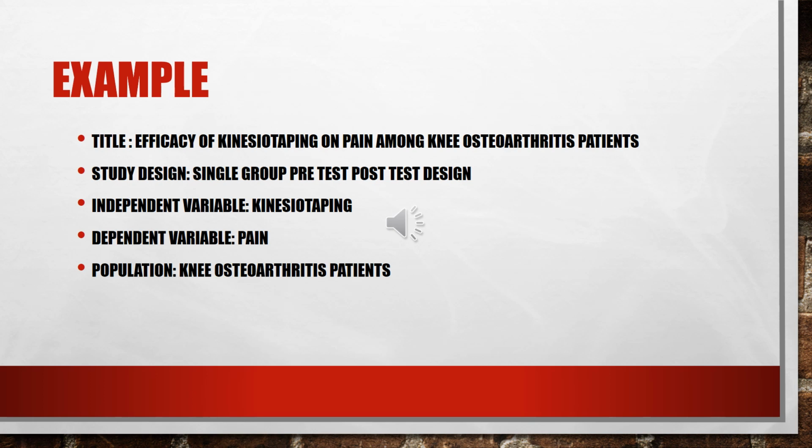So here the independent variable is kinesiotaping and the dependent variable is pain. We are evaluating the effect of kinesiotaping on pain. And the population is knee osteoarthritis patients. So let's understand how we will make this hypothesis, the null hypothesis and the alternate hypothesis.